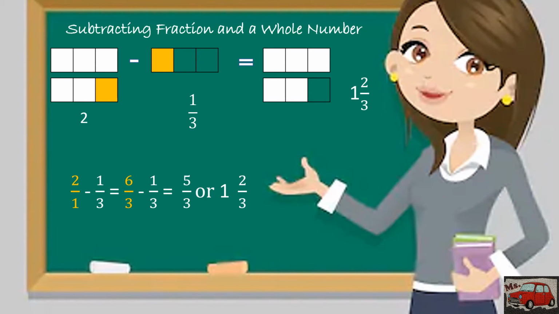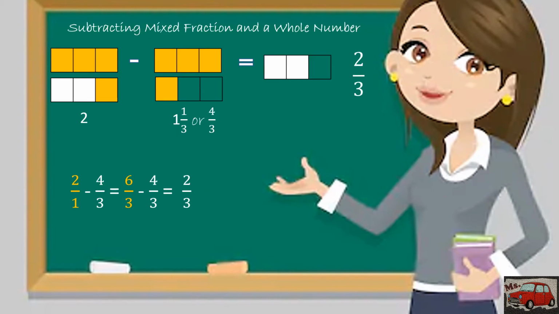Now, parehas na ng denominator. So, pwede na nating i-minus yung numerator nila. So, 6 minus 1, that is 5 over 3, or 1 and 2/3. Same lang nung sagot natin kanina. And then kung mapapansin nyo, 5/3, yung figure na natira is 5 shades, then each figure, 3 parts. Okay? Alright, so now, subtracting mixed fraction and a whole number.